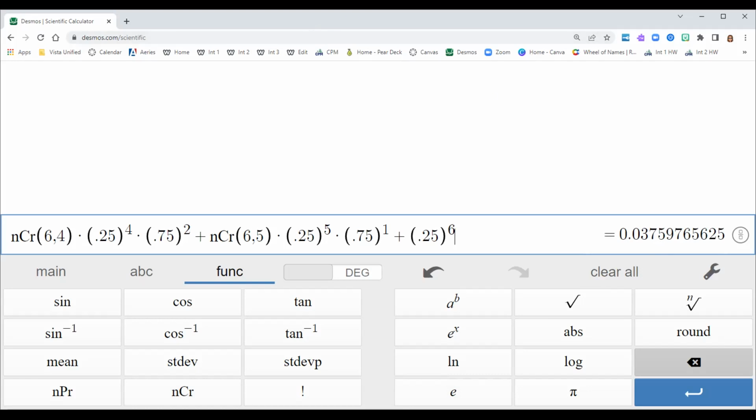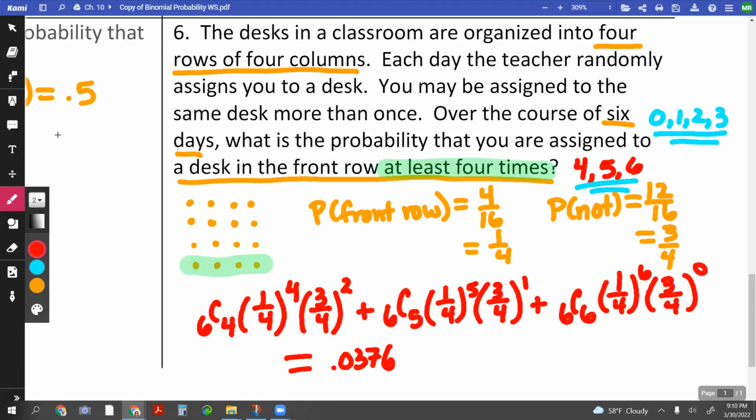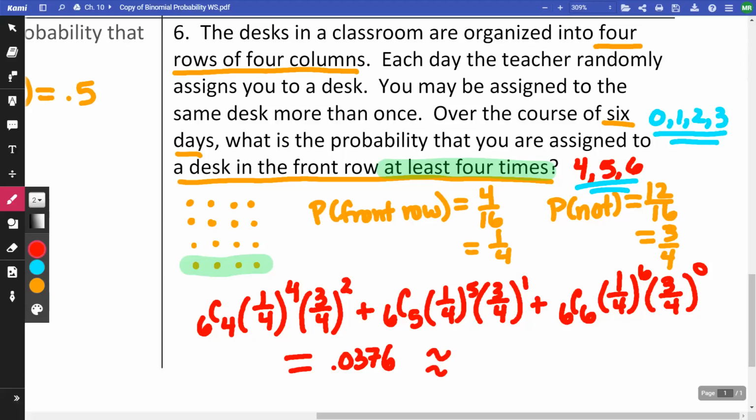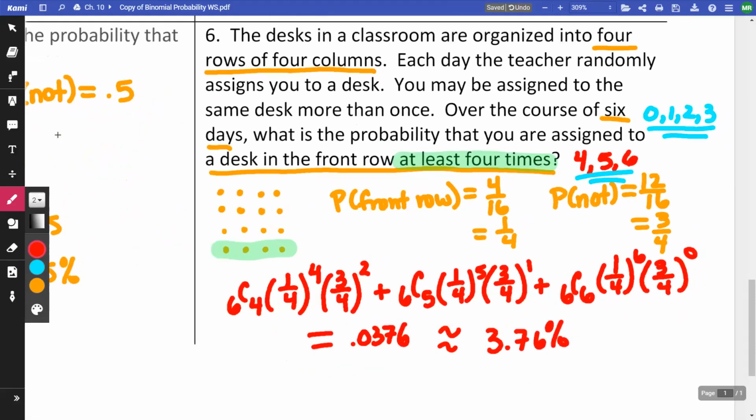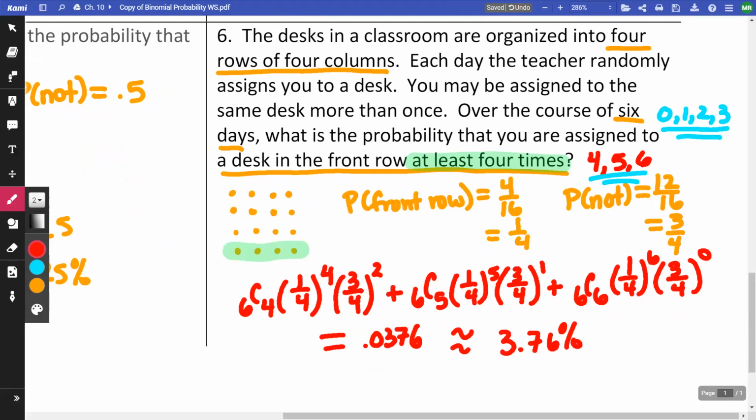So let me jot that down on my paper, or about 3.76%. And that's the end of this. Hopefully this helps you out.